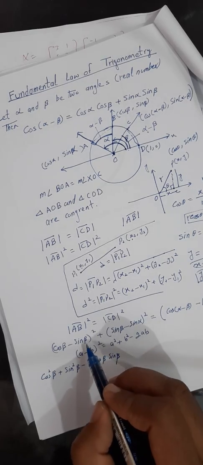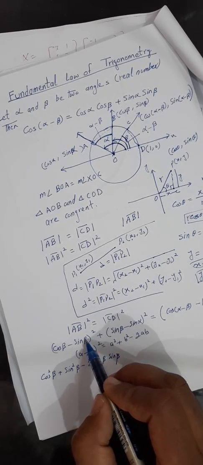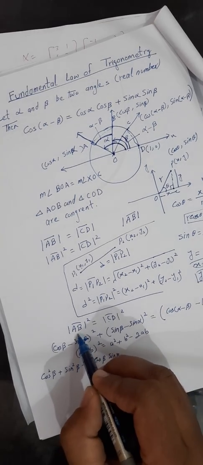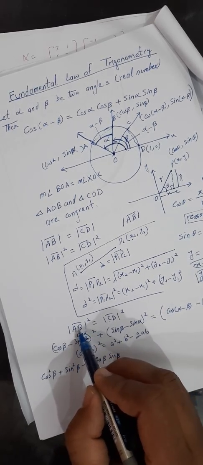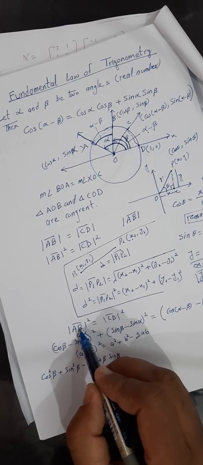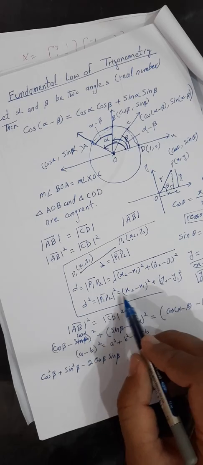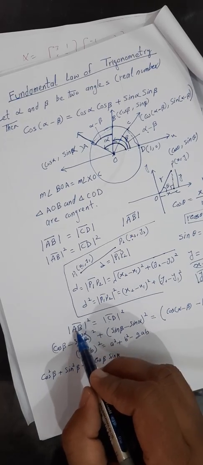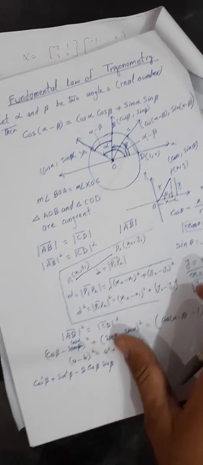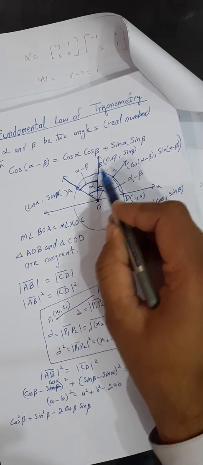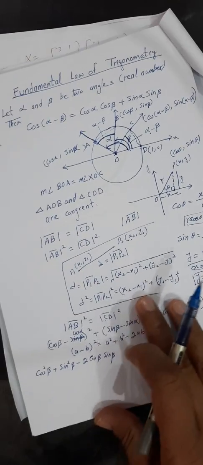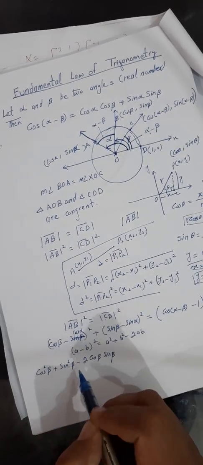I'm sorry, here this is not beta. This is cos alpha. This point is cos alpha, because the distance from A to B is what? By the distance formula, it is the difference of x coordinates whole square. The x coordinates of points A and B are cos beta and cos alpha. Therefore, (cos beta minus cos alpha) whole square.